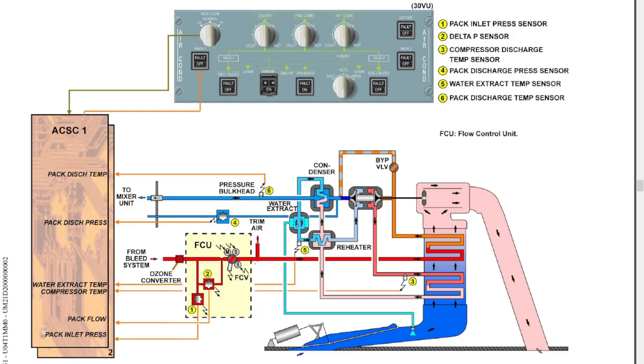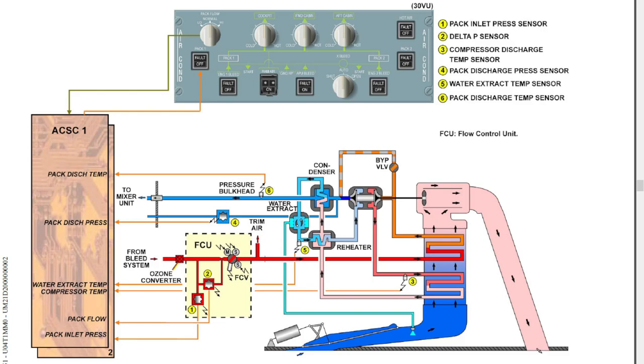Now, what happens after the airflow goes through the flow control valves? First it came from the bleed system, went through the ozone filter or converter, then through the flow control unit. Why do we call it the flow control unit? Because it has several components integrated into it. After that, the air is divided into two. Now we are not going to talk about the trim air system, we are going to talk about the main supply system. Okay, now we are here.